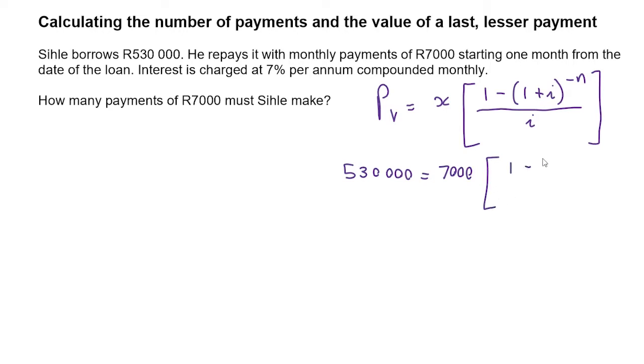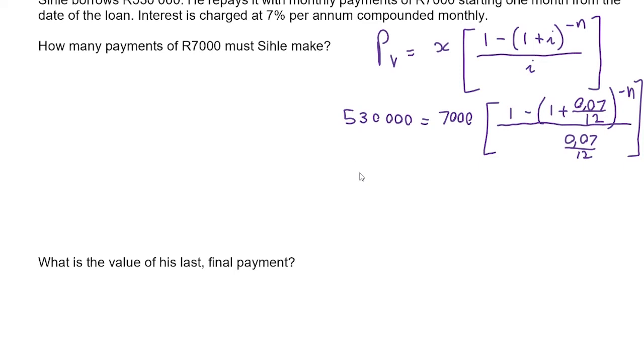Then we've got 1 minus 1 plus 0,07 over 12 to the minus n, and here we've got 0,07 over 12. Okay, we only have one variable in this equation. Let's see if we can find it. The first thing we're going to do is divide both sides by 7,000.